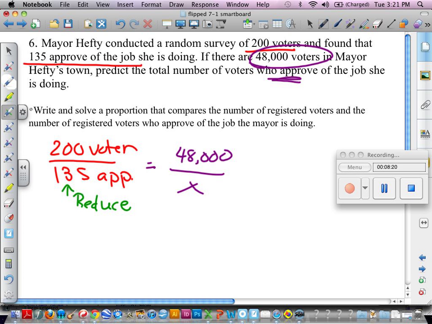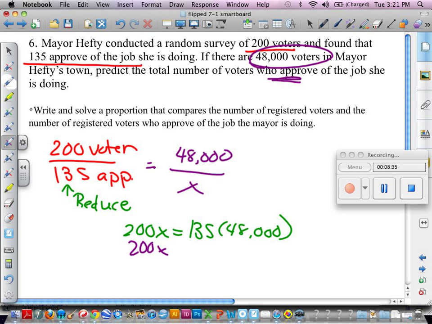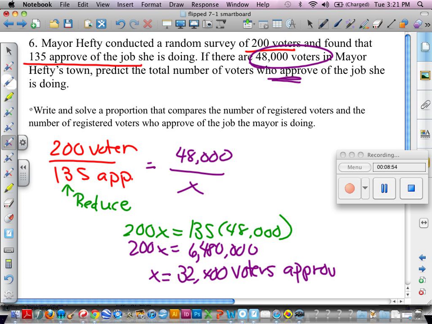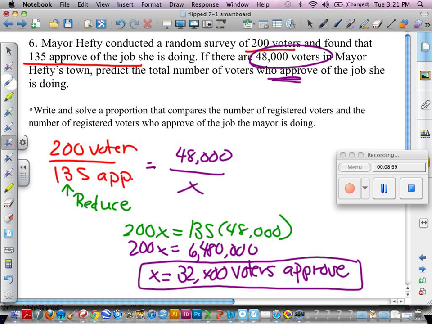I just took my calculator at this point and cross multiply. I took 200 X equals 135 times 48,000. So I took 200 X equals, dividing by 200, 32,400 voters approve. We need to be more particular about our answer. They're not just going to write voters, those are voters who approve.